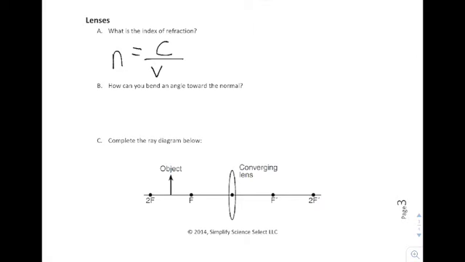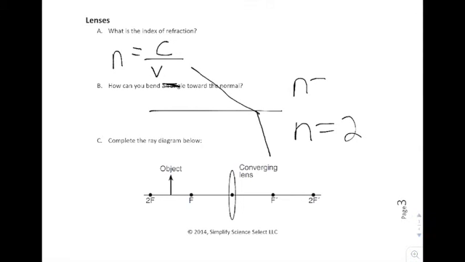It says, how can you bend a light ray towards the normal, and how you would do that is you would put it in a more dense material. So if this has an index of refraction of say 2 and this has an index of refraction of 1, it will bend towards this normal line. Do you see how the angle actually gets smaller as you bend it towards the normal line?